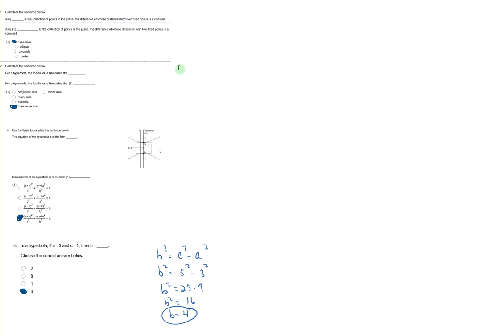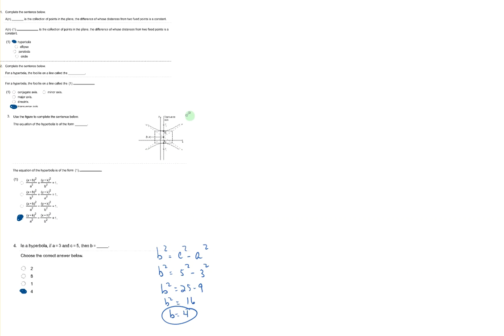All right, in number 1, we've just got some language in the first 3. Blank is a collection of points in the plane, the difference of whose distances from 2 fixed points is constant. Well, it's what we're studying in this section. It is the hyperbola. For a hyperbola, the foci lie on a line called the transverse axis. Use this to complete the equation below.